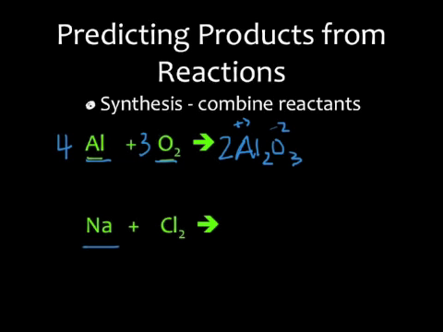Same deal for this one. So I have sodium and chlorine. Sodium's a +1, chlorine's a -1, so we end up with NaCl. And then if I balance this, just like I did in the last lesson, I end up with 2 and 2. Okay, so those are how we predict products for our synthesis reaction.